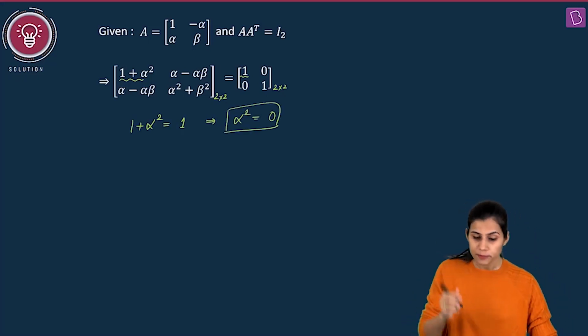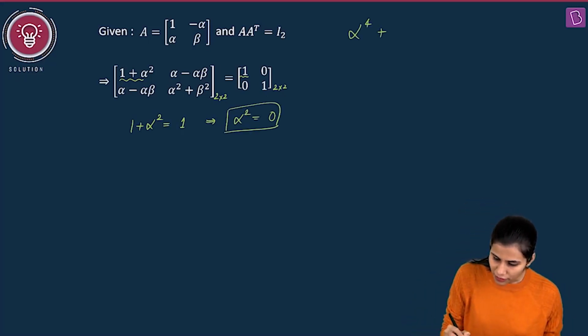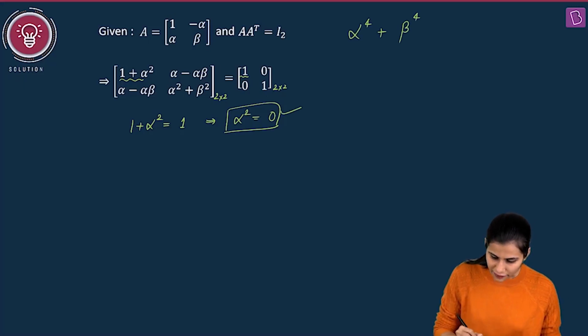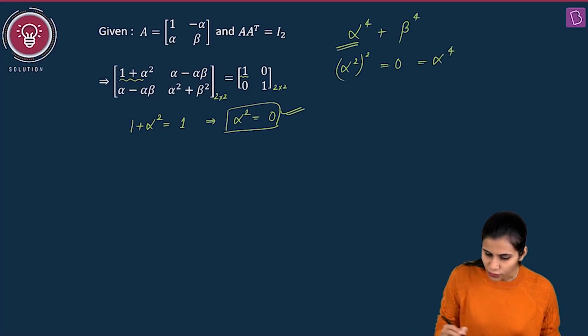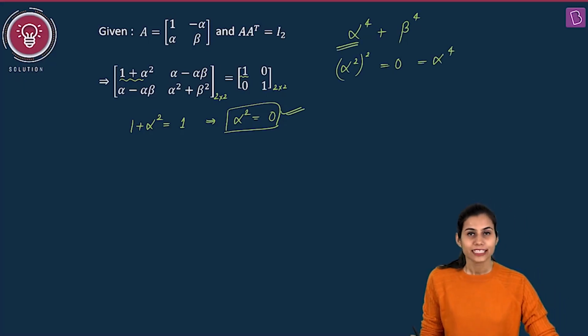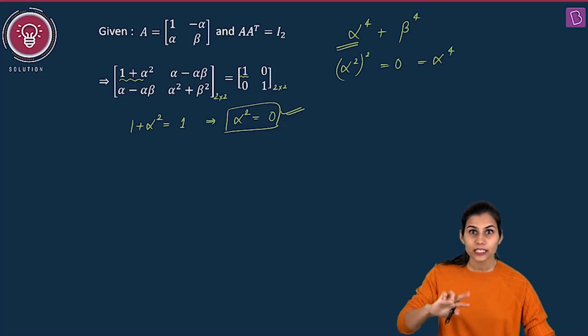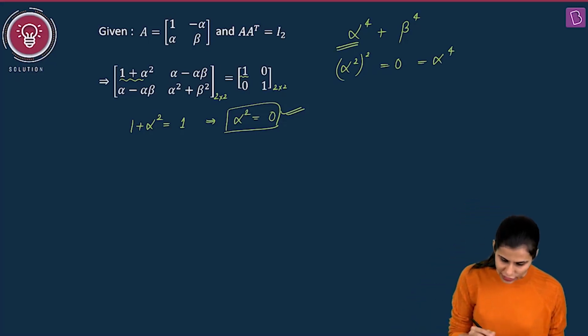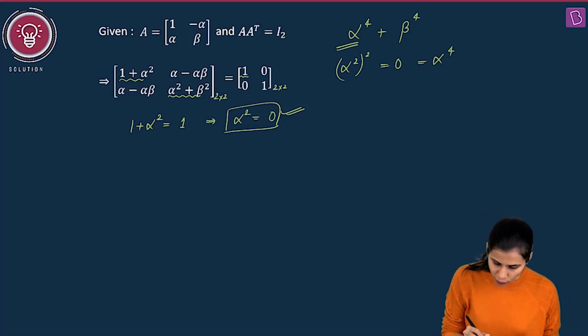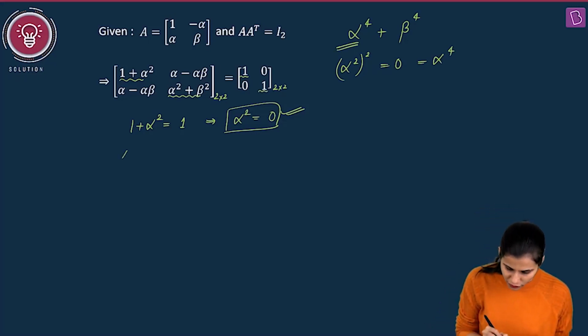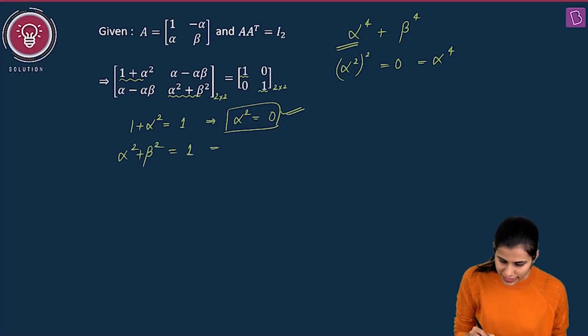Don't forget, we are computing the value of the expression alpha to the power 4 plus beta to the power 4. If alpha square is 0, alpha square whole square is also 0. That means alpha to the power 4 is 0. The only thing now that I have to compute is beta to the power 4. Okay, so you can see the 2/2th entry also of both the matrices will be the same. So from here you will get alpha square plus beta square equals 1. But alpha square I know is 0. That means beta square is 1.